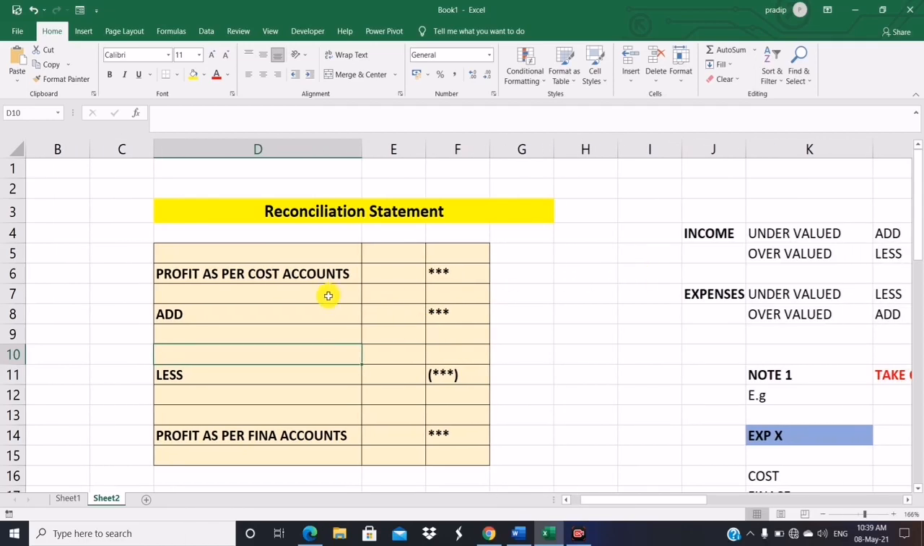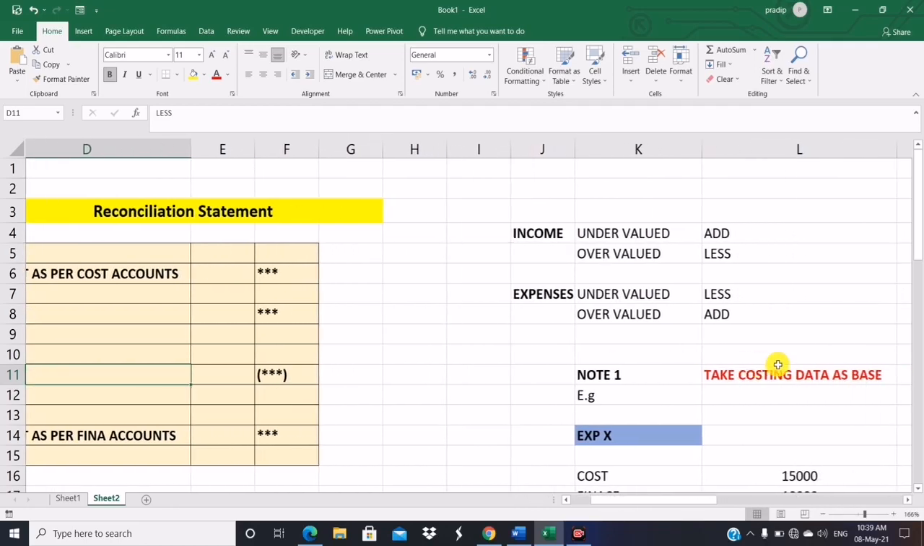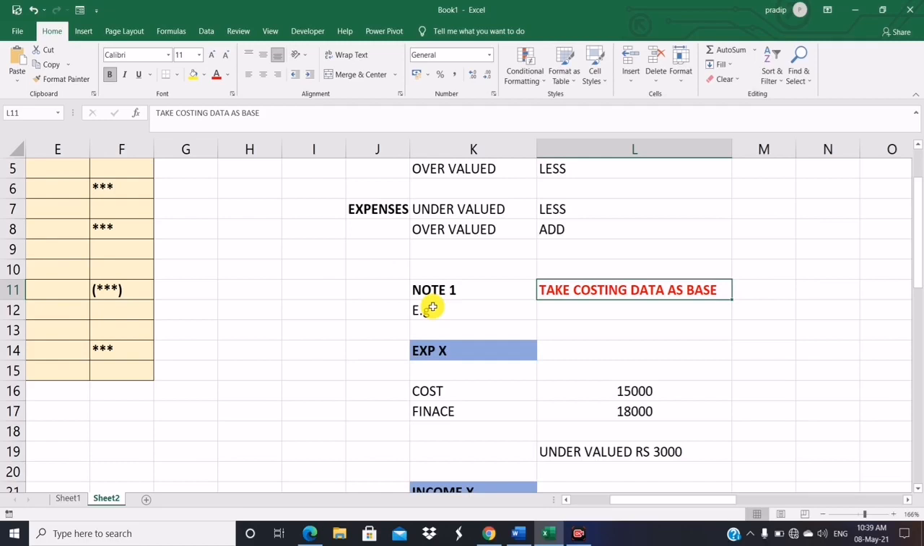Then the next question is what we have to add and what we have to less. We have to understand that very carefully. First we have to take costing data as a base, then take further action. So in case of expenses, for example, there is an expense X. In cost accounting it is mentioned rupees 15,000, but in financial accounting it is rupees 18,000. So the difference is only 3,000 rupees.